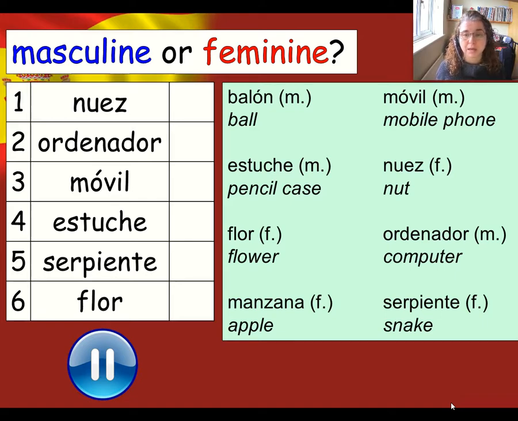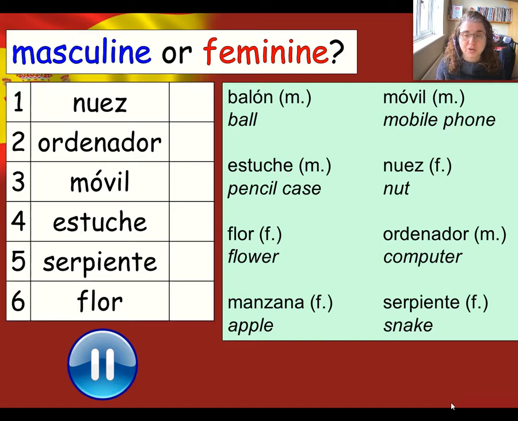Bi means two, lingual means languages. And of course, for us, our bilingual glossary is in English and Spanish. It lists the words in alphabetical order and it tells you whether the word is masculine or feminine, as well as giving you the English meaning as well.